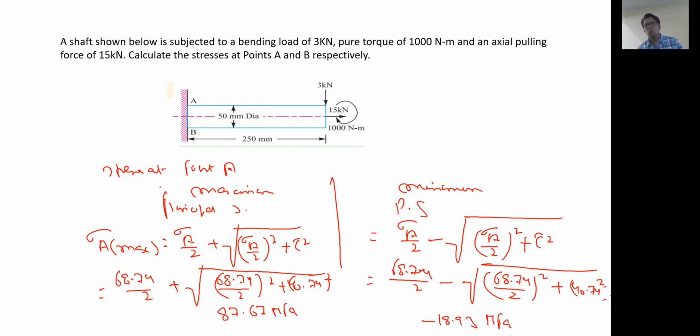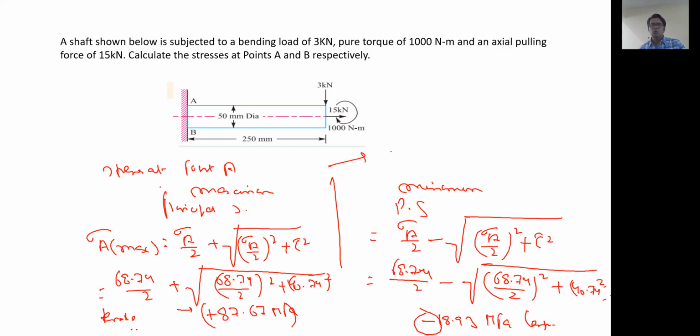Okay, we have to keep one thing in mind here. If this value is positive, the maximum at A means it will be tensile stress. And if it is negative in the case of A, it will be compressive stress. The reverse happens at B. If at B you find the stress with a negative sign, it will be tensile; with a positive sign, it will be compressive. Okay, so let us find out the stress at point B.